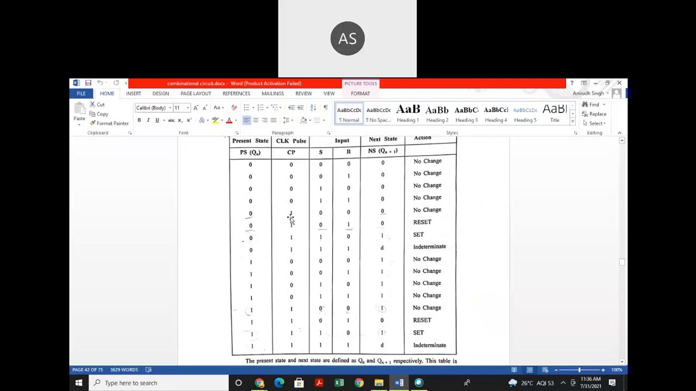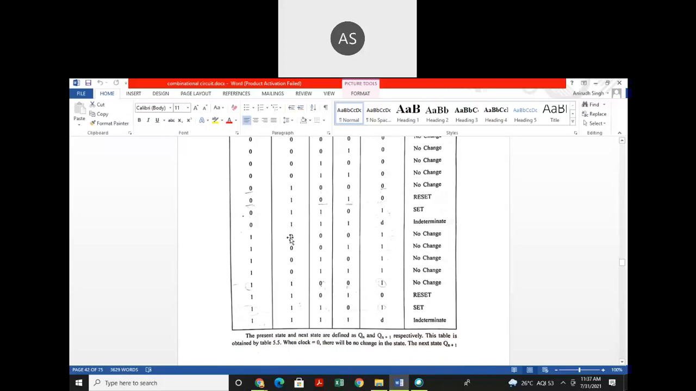When clock is 1, if S and R both are 0, there is no change in state, meaning present and next state both are same. When set terminal is 0, reset terminal is 1, then next state is always 0. When set terminal is 1, reset terminal is 0, then next state is 1. And when both input terminals are 1, then that state is forbidden state and it is denoted by don't care condition.